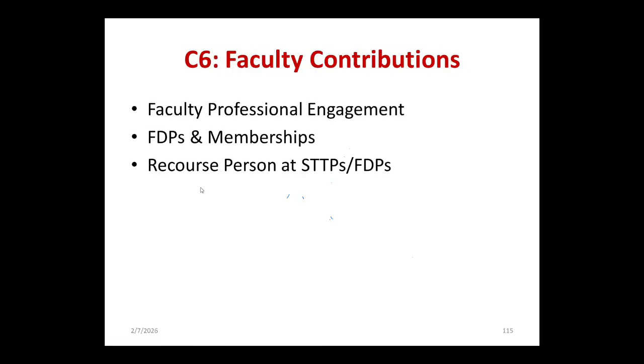Under criteria 6, faculty contribution, so faculty professional engagement, which I already explained, directly 5 marks are given if your faculties have corporate membership or any professional society membership, and those societies are registered under the Society Act. Then faculty FDPs and membership have a total of 15 to 20 marks in the new criteria. For how many FDPs you are organizing and how many FDPs you are attending, separate marks are there. So your contribution of faculty will increase. Then resource person at STTP FDPs, for this again 15 marks are there. So just by having the membership, you will definitely do these activities, and definitely you will get 35 marks under this faculty contribution.